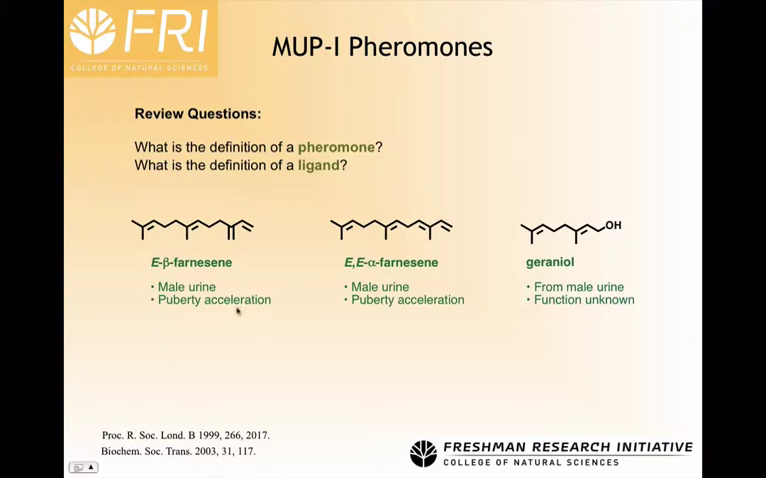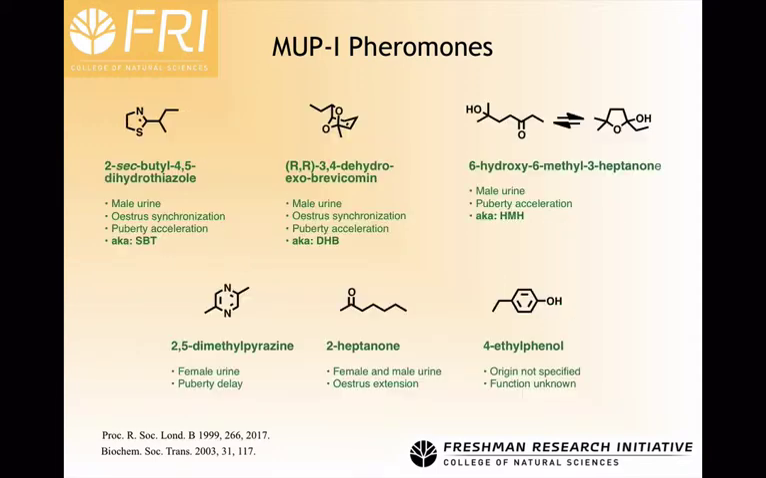So here are a few pheromones that are shown. This is hypothesized to be a pheromone, but the function is unknown. This one is excreted from male mouse urine, and it causes puberty acceleration in females. So the male comes around, the females begin their puberty early, and they can mate, that type of thing.